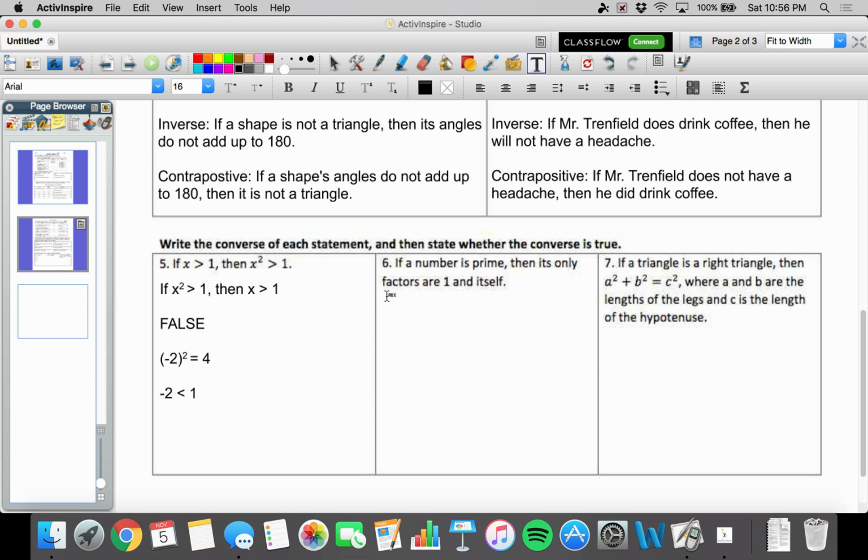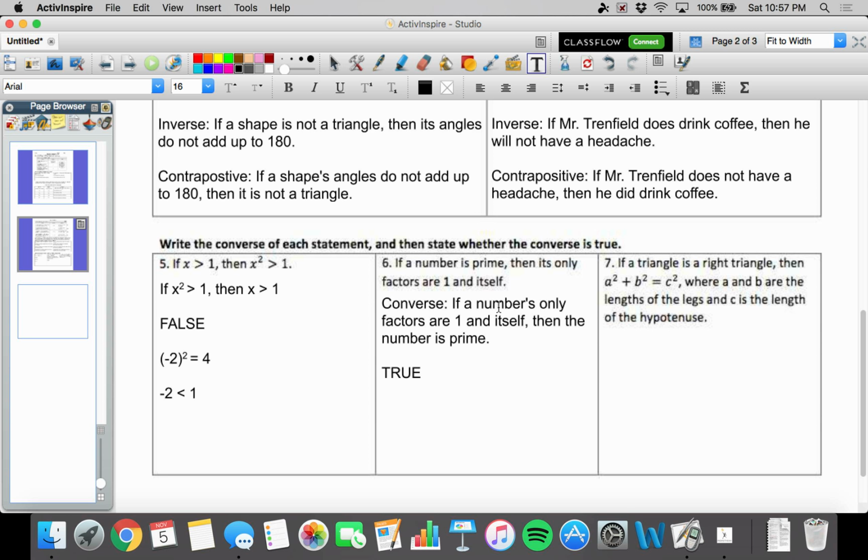Number 6, if a number is prime, then its only factors are 1 and itself. So the converse of this statement would be if a number's only factors are 1 and itself, then the number is prime. And this statement is true, because that's still the same definition of a prime number, right? A prime number is any number whose only factors are 1 and itself.